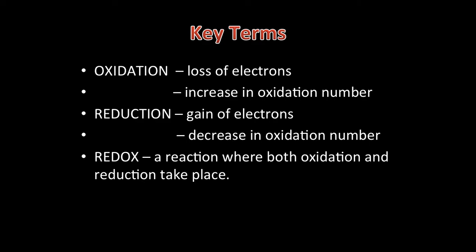Oxidation is the loss of electrons and an increase in oxidation number. Reduction is gain of electrons and a decrease in oxidation number. In a redox reaction, both oxidation and reduction take place. The oxidation and reduction can be expressed in terms of changes in the oxidation number.